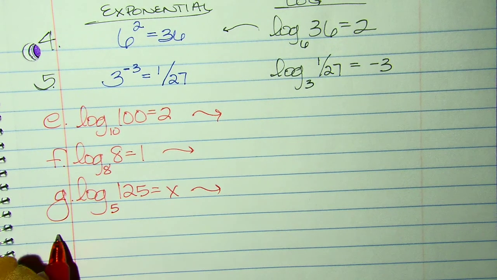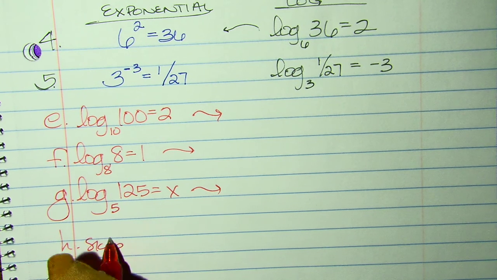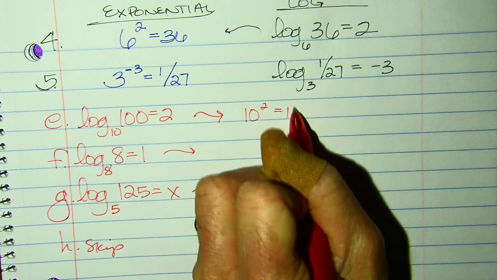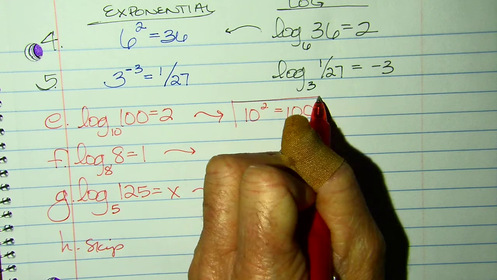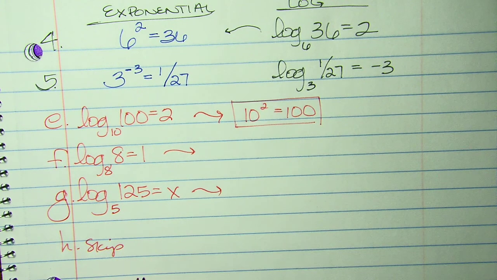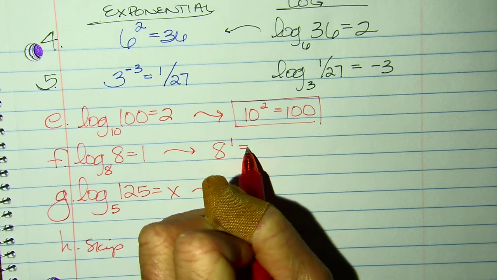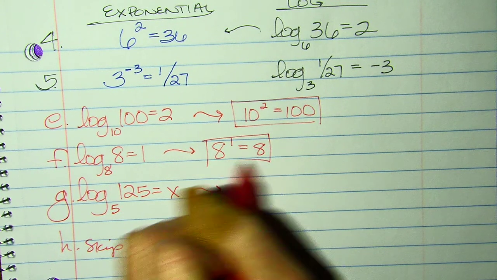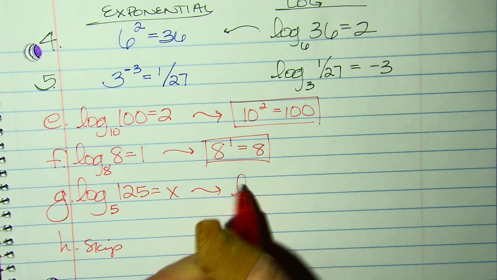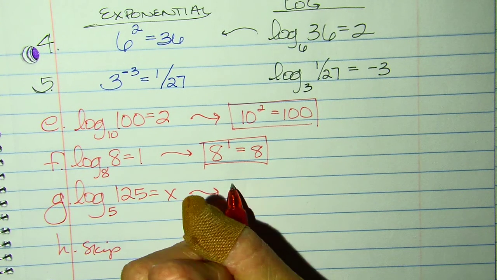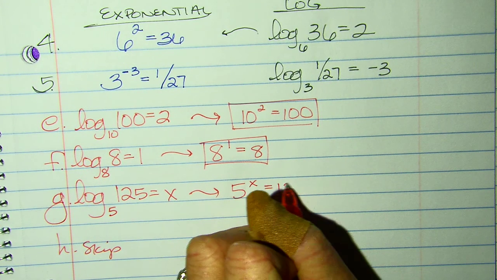We are going to actually skip part H. So E would be 10 squared equals 100. And that's all you're having to do in this section. Just practice writing from one form to the next. F, 8 to the first equals 8. And last, whoops, why did I write an L? 5 to the X equals 125.